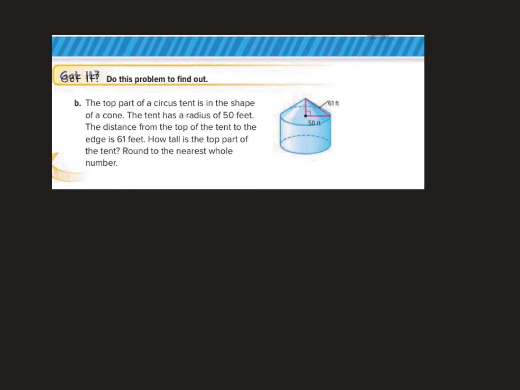So once again, we have to think about what we're given here. So we've got 61 feet. That's our hypotenuse, so that's c. We've got 50 feet. We'll call that b, and we'll say we're looking for a. So we write out our values. a squared plus b squared equals c squared.